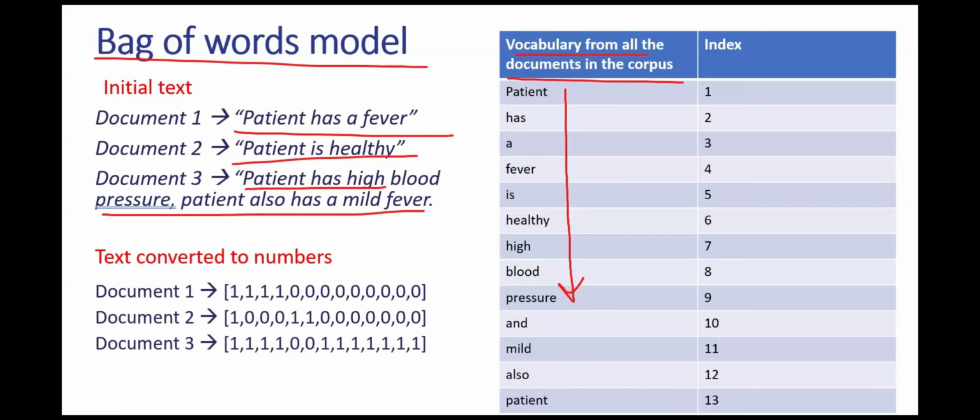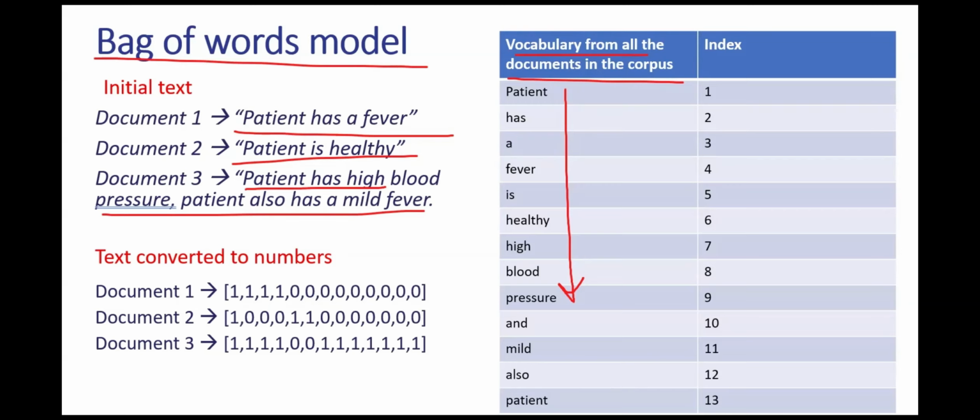Next, for each document, we can create a vector with the same length as the vocabulary. In this case, the vocabulary length is 13. And each word is represented by a specific index. So what we would do is go through each document and assign a value of 1 to the corresponding index if the word is present in that document, and 0 if it's absent. So here we can see that document 1 is represented as 1, 1, 1, 1, and then zeros because the rest of the words are not there.